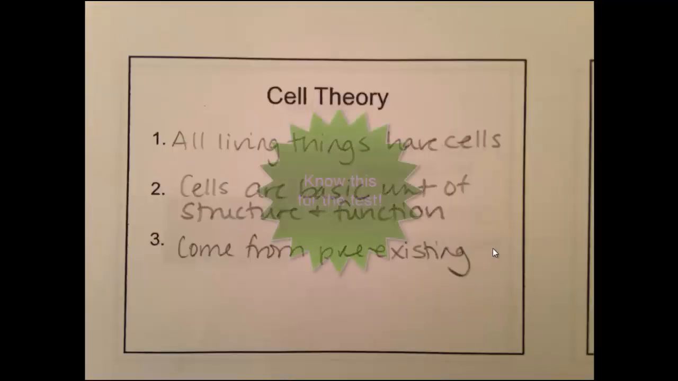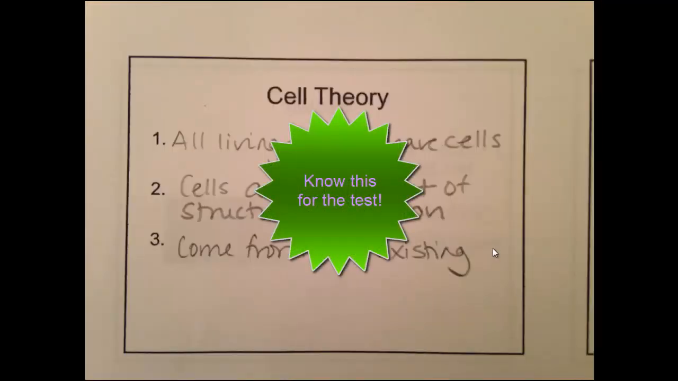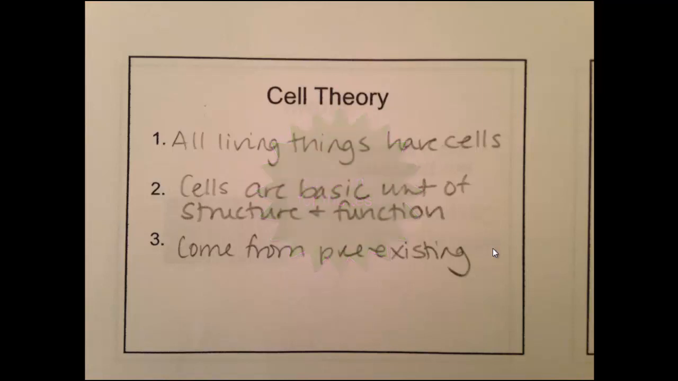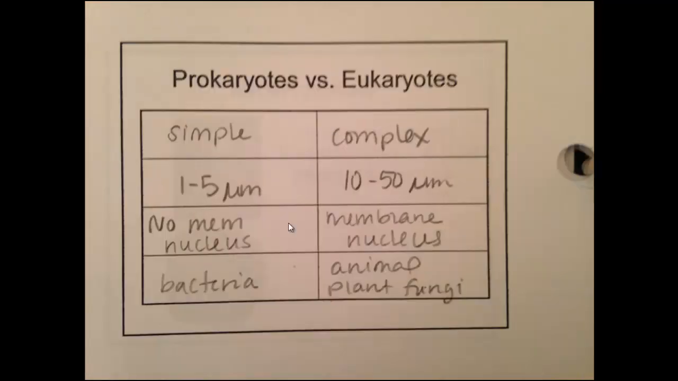And all of these guys combined actually gave us the cell theory. All things have cells. Cells are the basic unit of structure and function in living things, and all cells come from pre-existing cells. All of those things make up our cell theory.